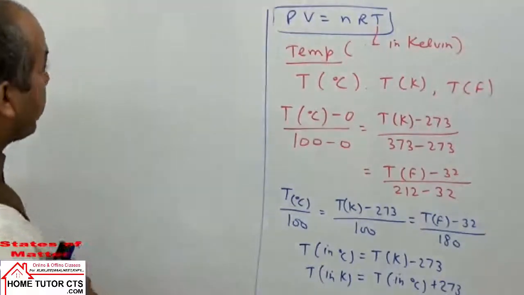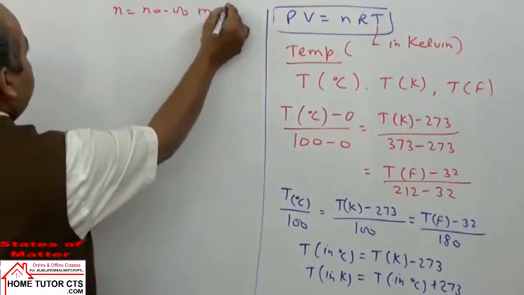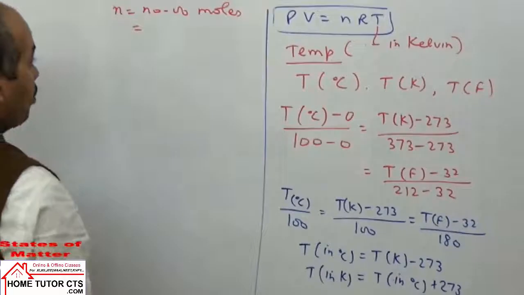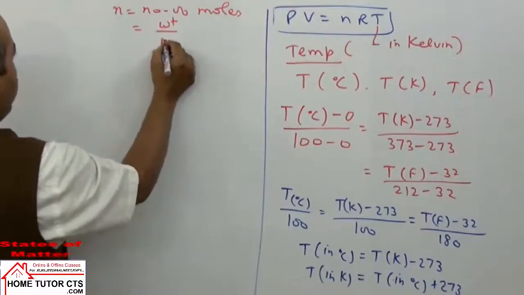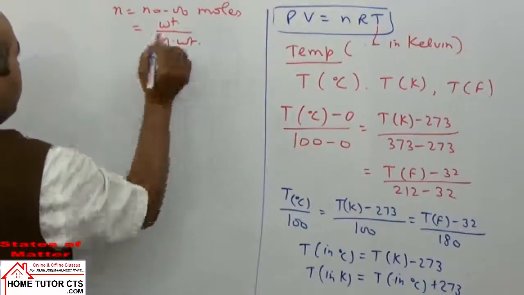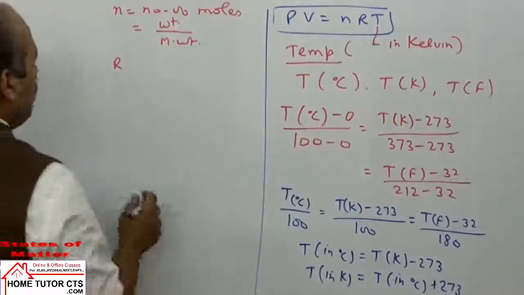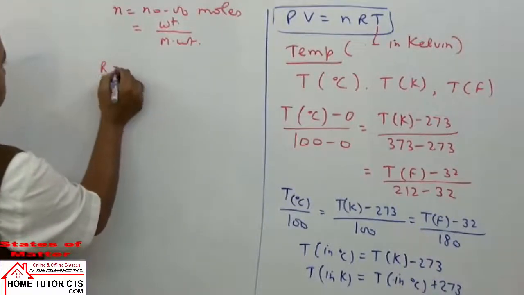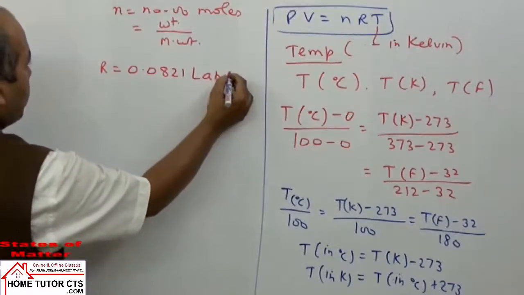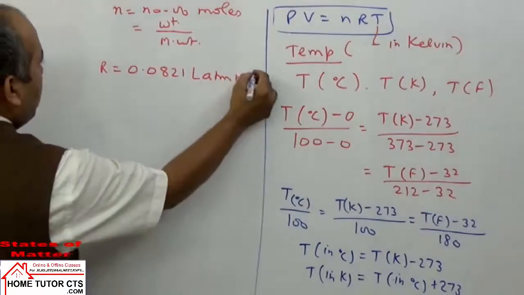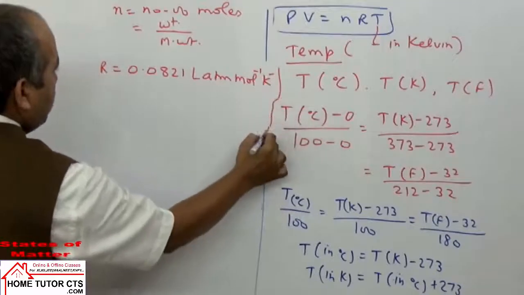Then coming to the gas constant: n is the number of moles of the gas. How to find the number of moles of the gas? It is the weight given divided by the molar weight of the gas, which gives the number of moles. Now coming to the R value, R can have different units. For R, one unit is 0.0821 liter atmosphere per mole per Kelvin. A big unit.